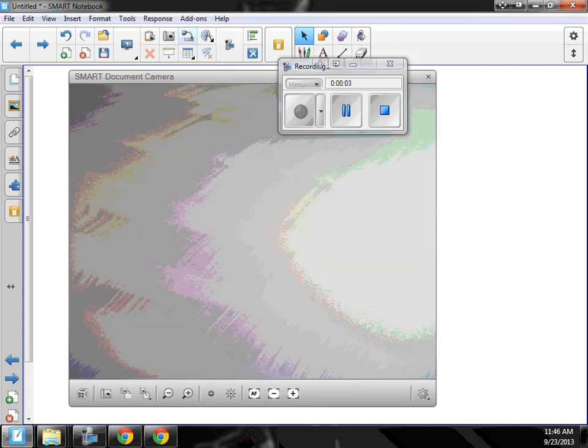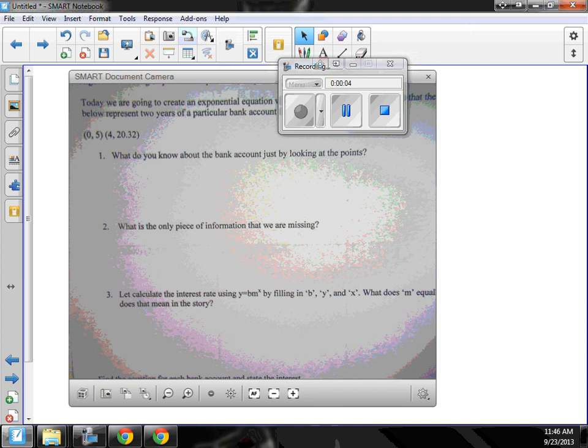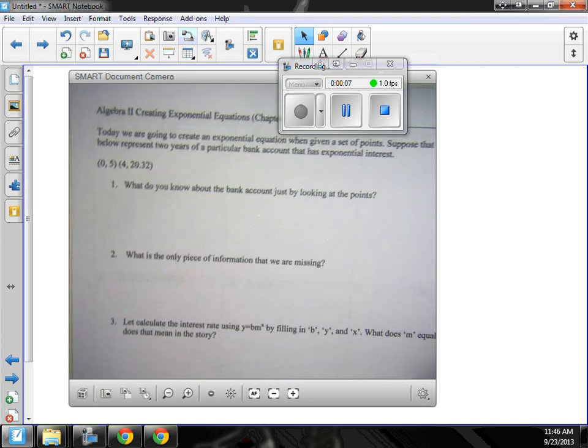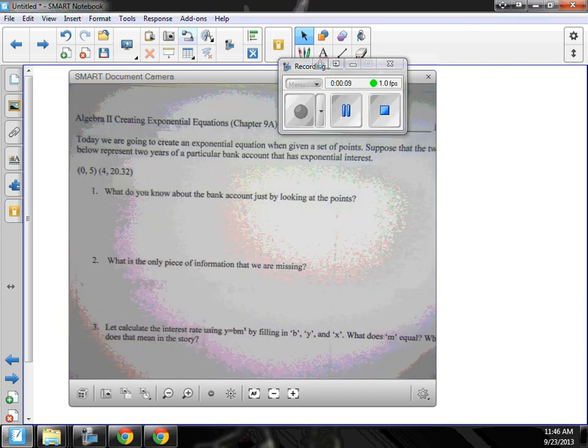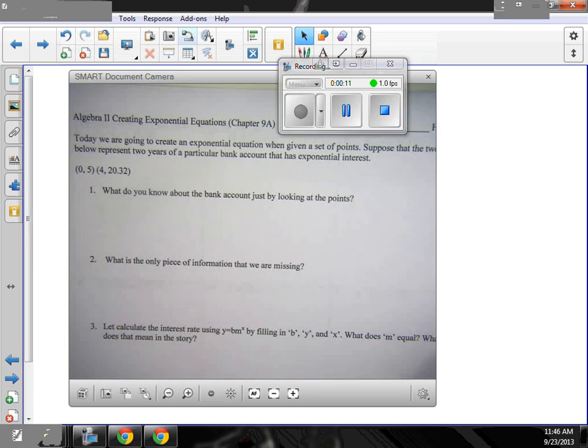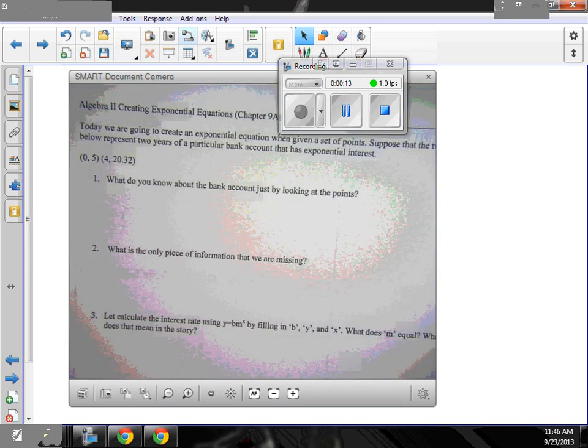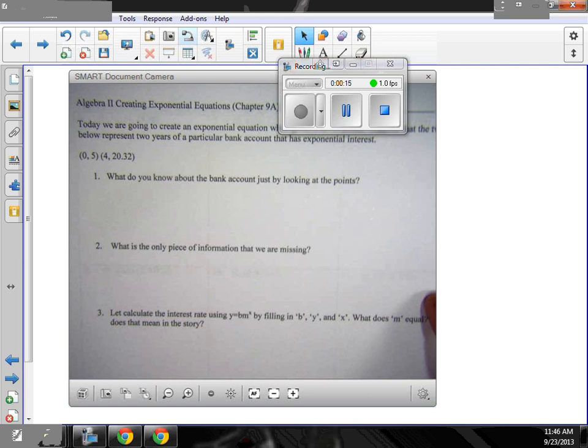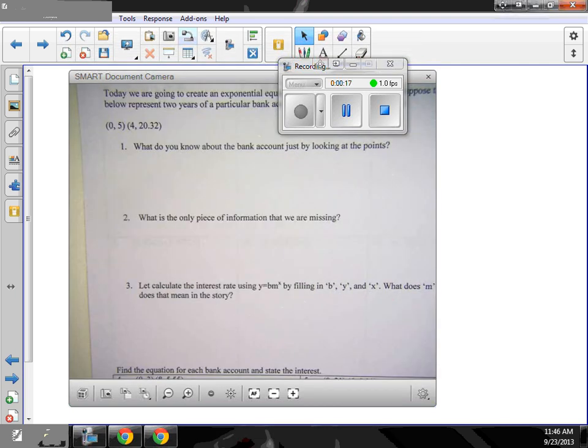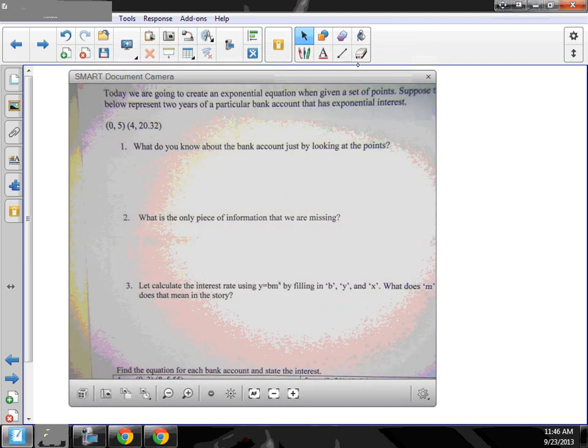For this worksheet, we're going to be creating exponential equations given 2 points. So this says, suppose that the 2 points below represent 2 years of a particular bank account that has exponential interest. So you see the points (0, 5) and (4, 20.32).